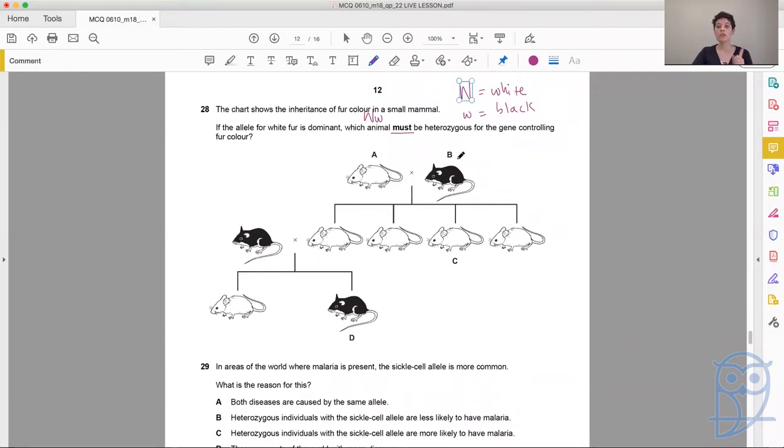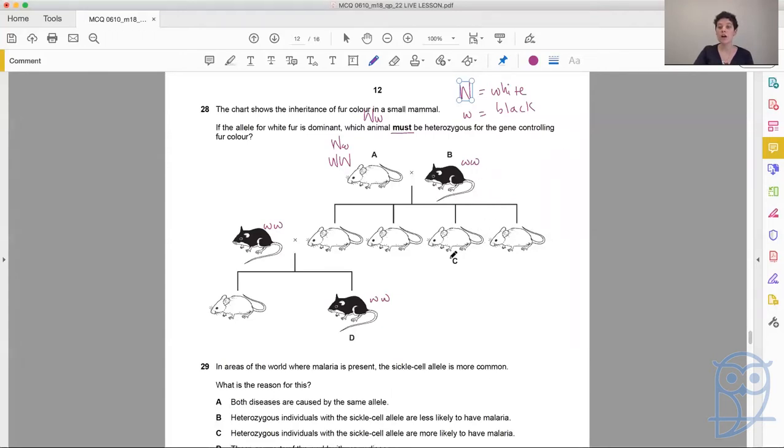Okay, so remember we start with our homozygous guys. So these little black ones, they are ww, homozygous recessive. So we now know that we've knocked out B and we've knocked out D. They can't be heterozygous. So now we're looking at A and C. Well, A could be WW or Ww, because there is no way of knowing whether this one is heterozygous or homozygous dominant, because all of these offspring are white.